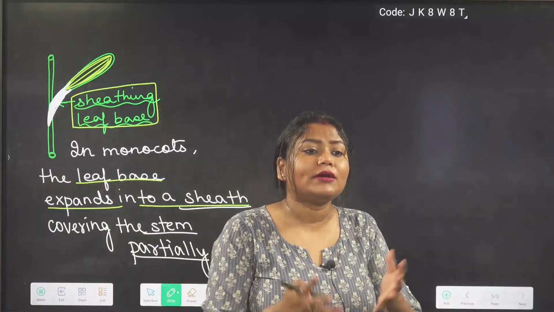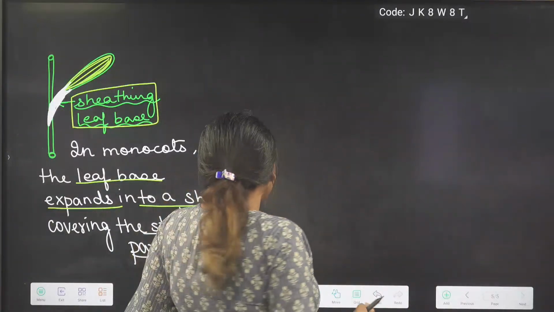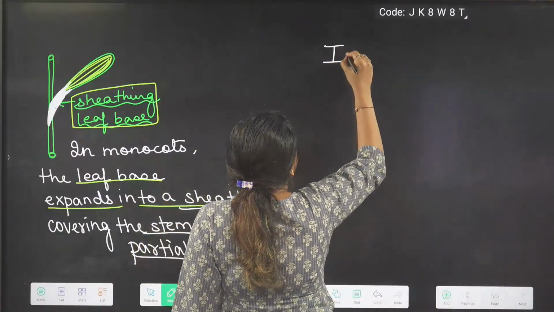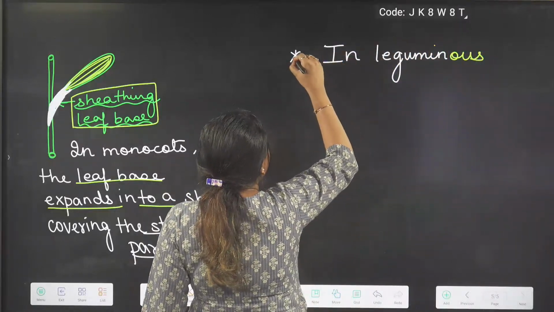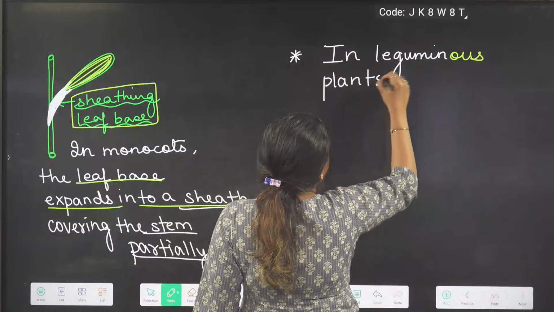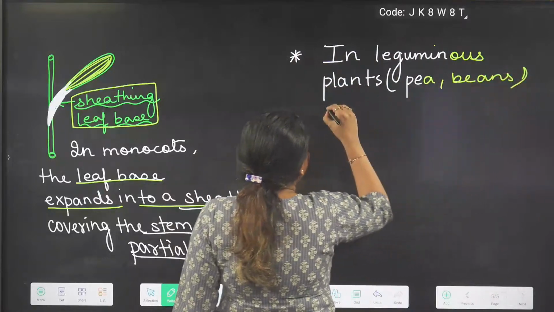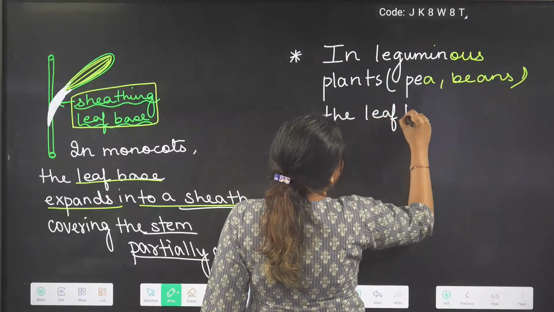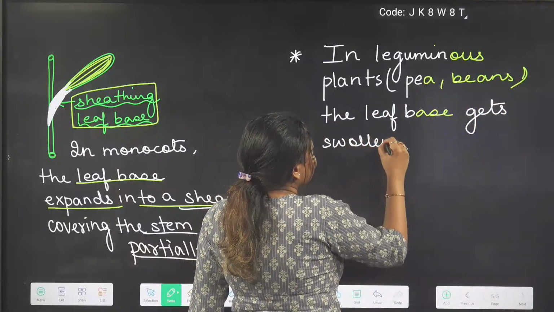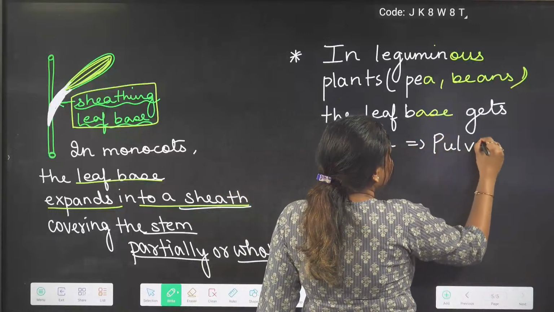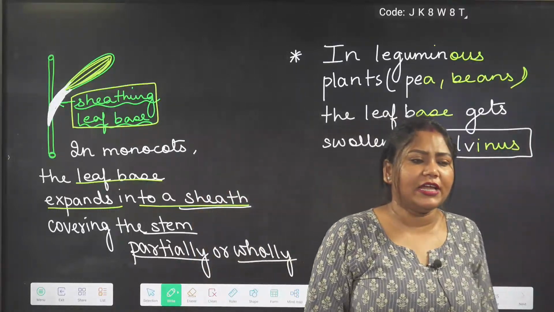Kartikya, what is the example of monocots? Rice, wheat, maize, etc. Okay, next one. In leguminous plants. Who are leguminous plants? Pea, bean, etc. In leguminous plants like pea, beans, what happens? The leaf base gets swollen to form a structure which is known as pulvinus.